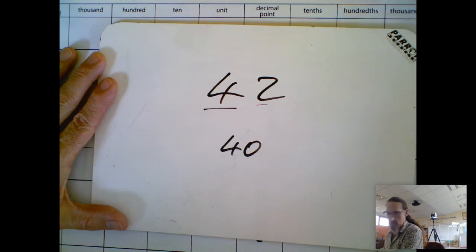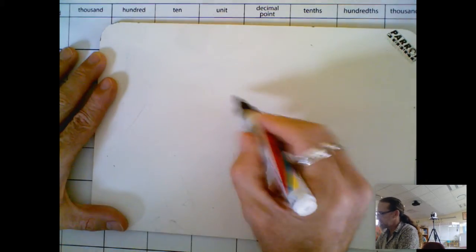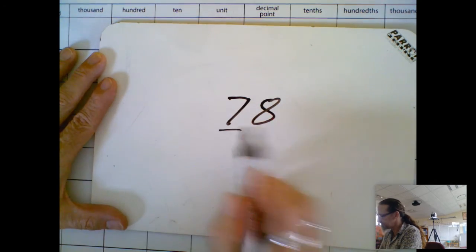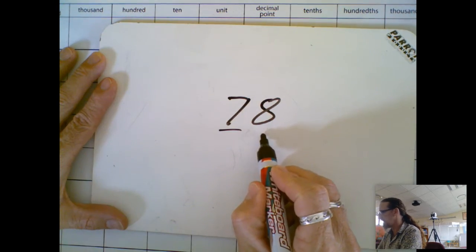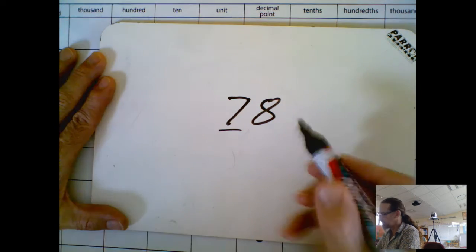Okay? Right, another quick example. The tens, just so that we know. 78. Okay, so I'm rounding to the nearest 10. I look at the column to the right. This is greater than 5, so 78 rounded to the nearest 10 would be 80.